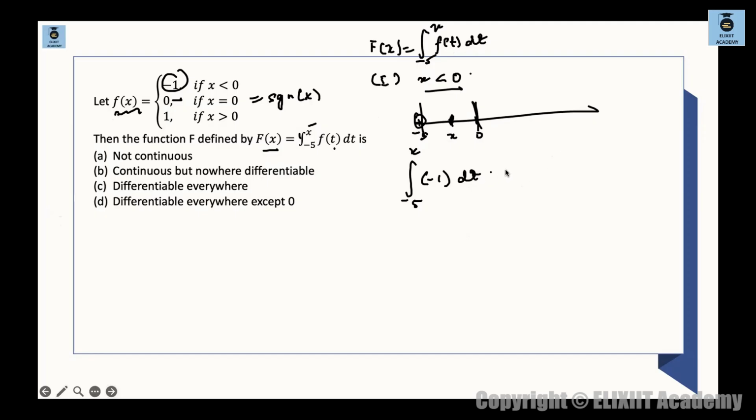So once we solve this thing, what is this? Basically minus of t, and the range is going from minus 5 to x. So this is basically minus of (x plus 5).